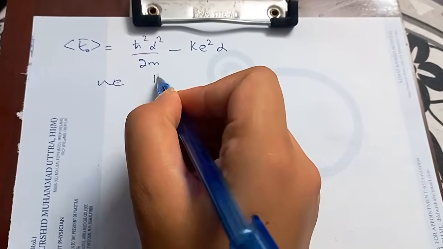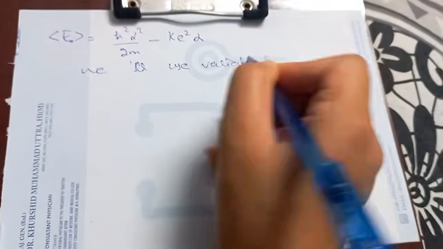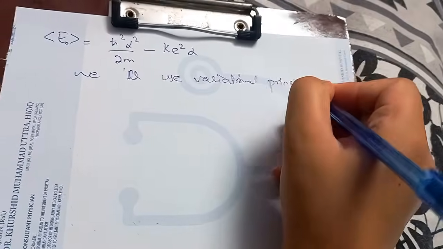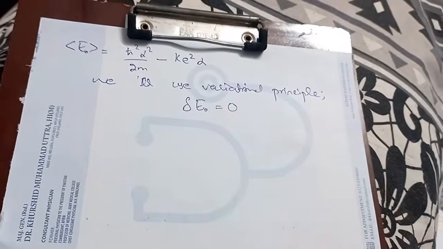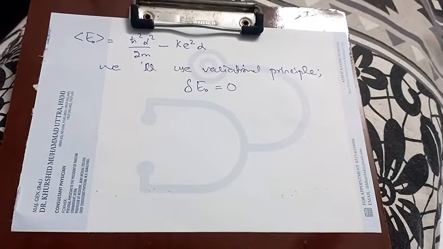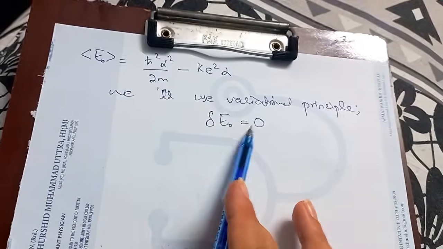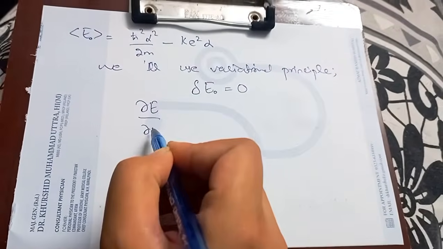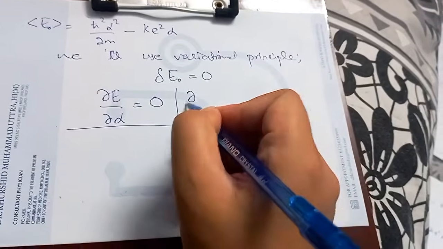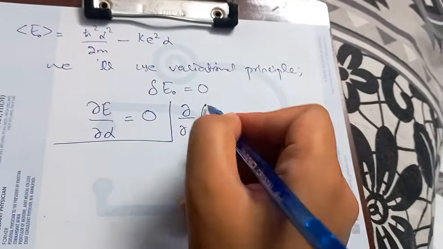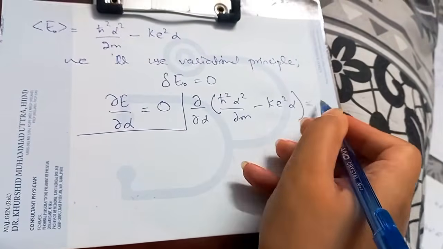We will use the variational principle, in which the variation of E naught would be made equal to 0. What it means is that we'll differentiate it with respect to alpha and we'll put it equal to 0. So partial E by partial alpha is equal to 0. This is what I'm gonna do, and let's do this. Partial by partial alpha, E, what is E? H square alpha square over 2m minus k e square alpha is equal to 0.